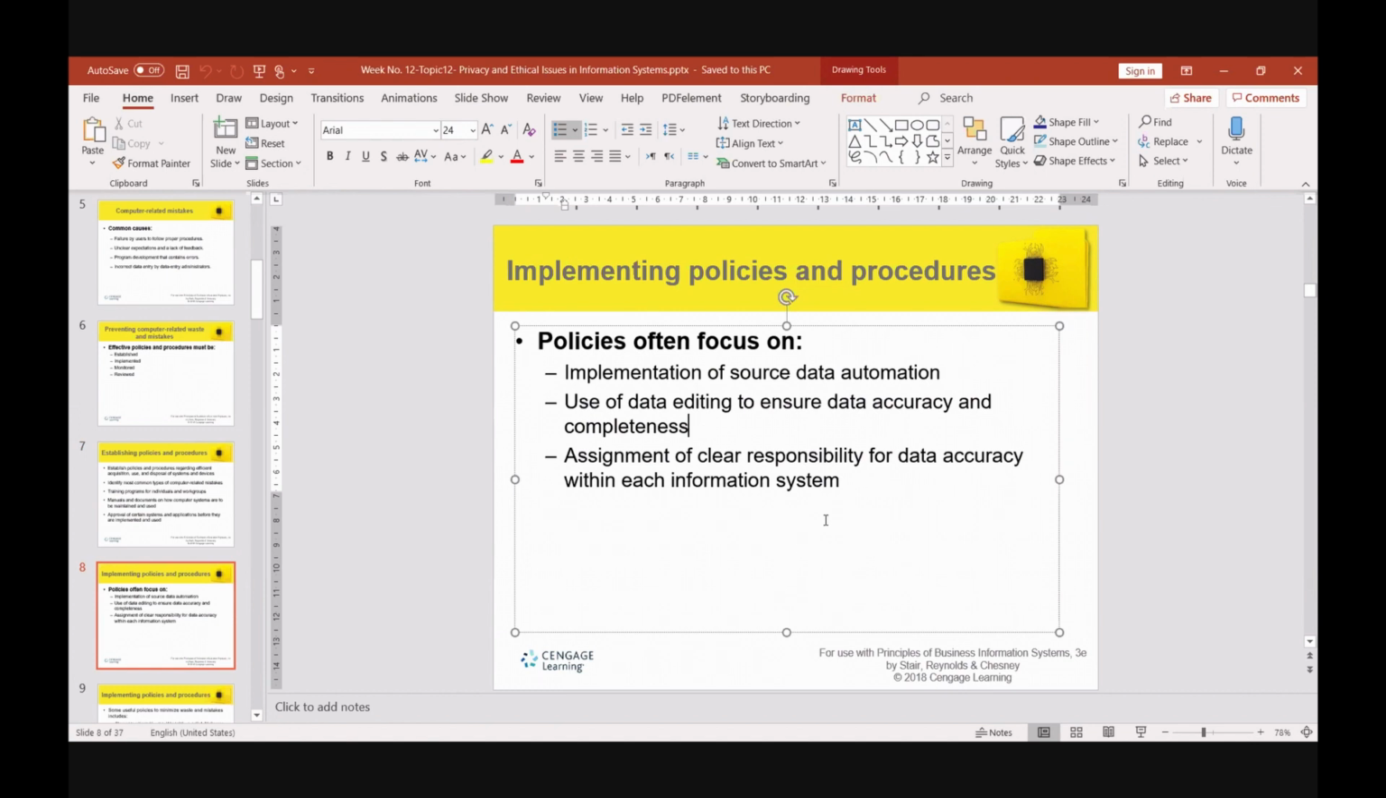Assignment of clear responsibility for data accuracy within each information system. So who is responsible for data accuracy? There are some data that must be entered by the faculty member, some by the manager, some by the dean. Who is responsible for this data accuracy must be clearly defined. So in the end, if the data is not correct, we can say you are responsible, kindly fix that one. Your policies will force the employees to do these quality related things so that we can minimize the mistakes.